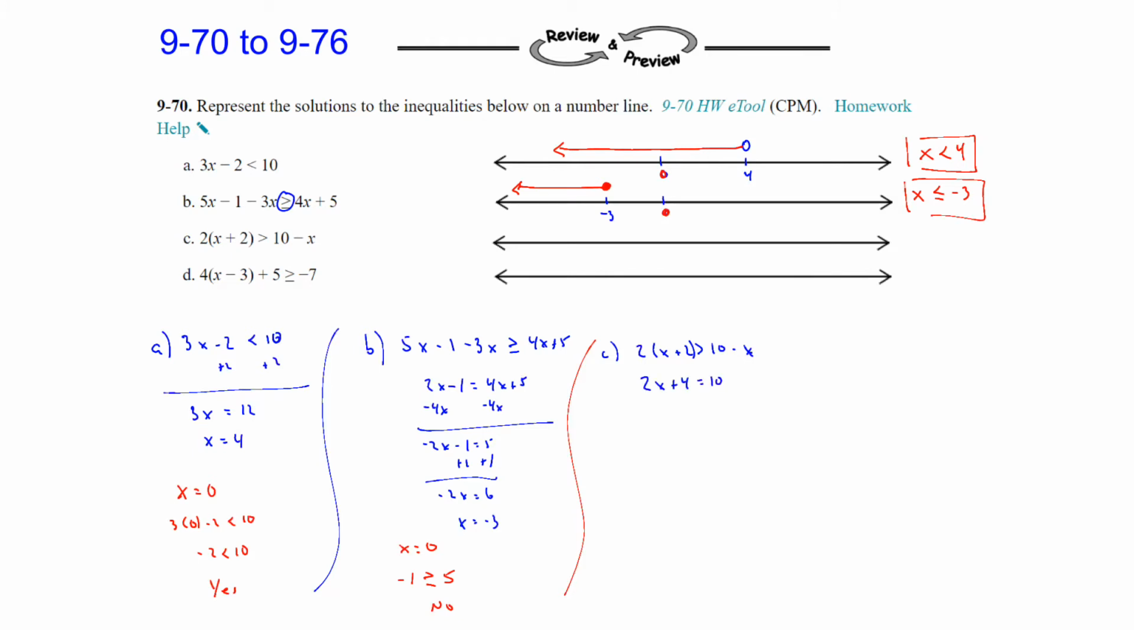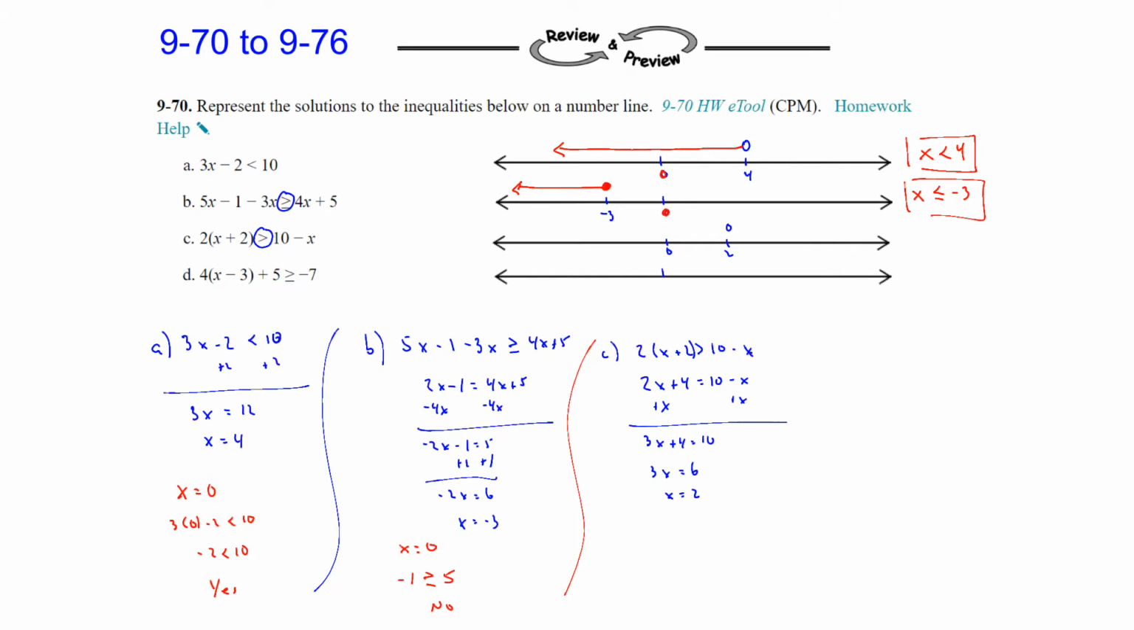We're going to change it to an equal sign, so we can find that boundary point. Get the variables on the same side by adding x. So 3x plus 4 equals 10. Subtract 4, divide by 3, and x is equal to 2. So, 0, 2. Do we include the solution 2 or not? No, because it's not equal to.